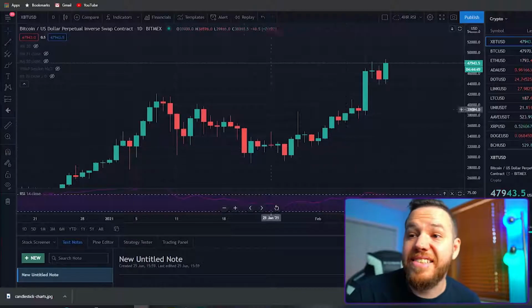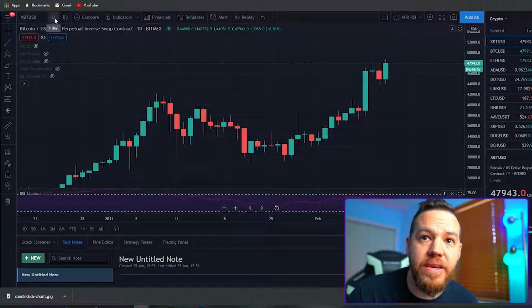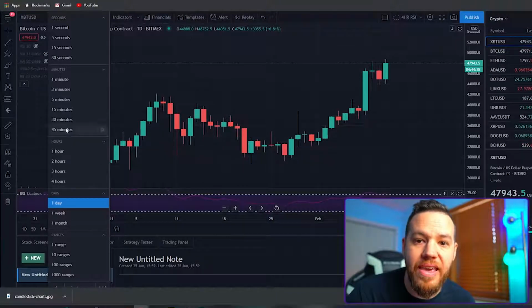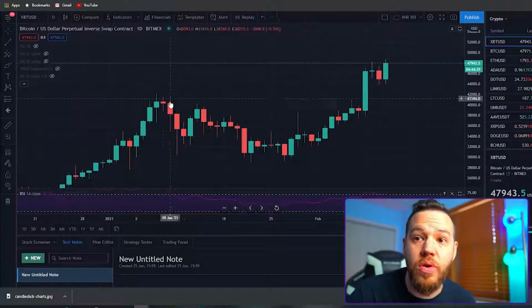So in this example, we are looking at the daily time frame. You can see that because it's right here. If you just go over it, it says 1 day. Remember, you can pick any time frame that you wish to look at the candlesticks in. Right now, we are in day. Instead of 1 day, you can put 1 week, 1 month. You could go to hourly. It's up to you how you want to look at it.